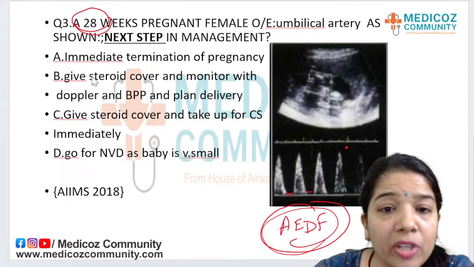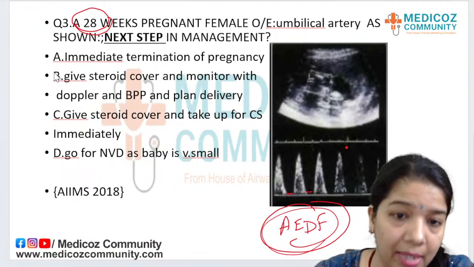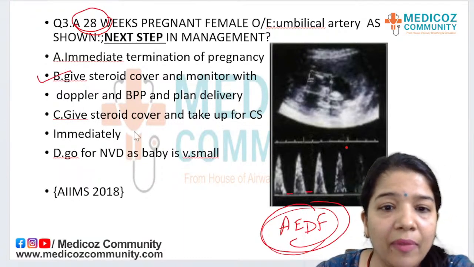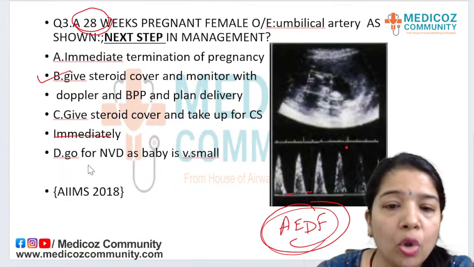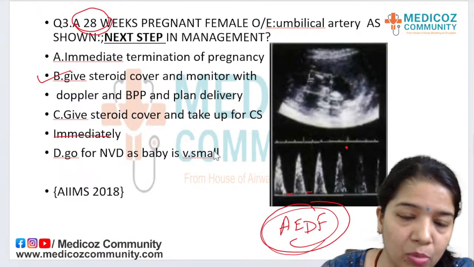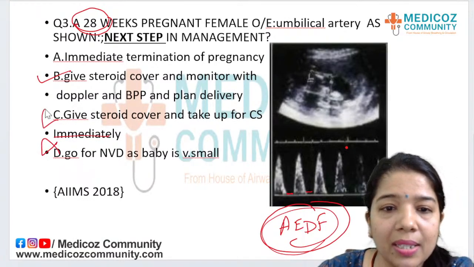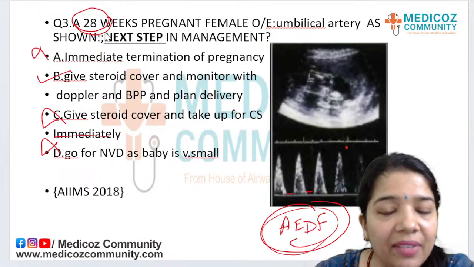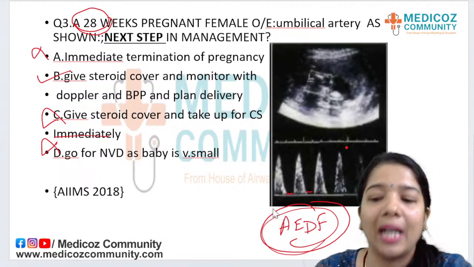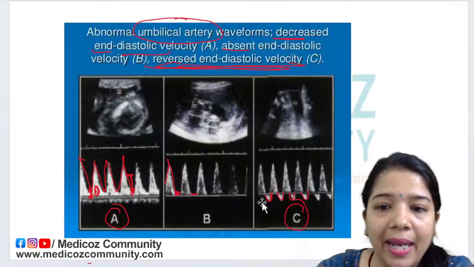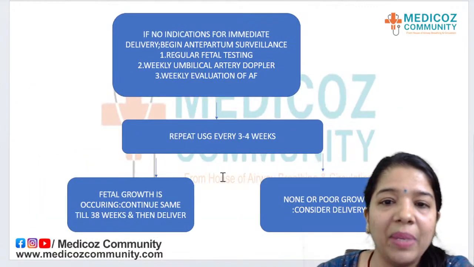No. Give steroid cover and monitor with Doppler and biophysical profile and plan delivery? Yes. Give steroid cover and take up for cesarean immediately? No. Go for normal vaginal delivery as the baby is very small? No. Okay, all these are wrong. I told you it is 28 weeks, there is absent end diastolic flow, you will continue the pregnancy till at least the criteria we have discussed are being fulfilled.